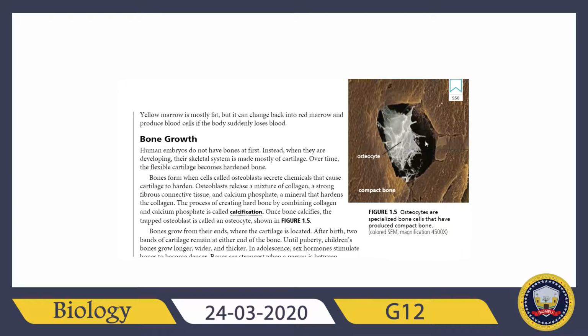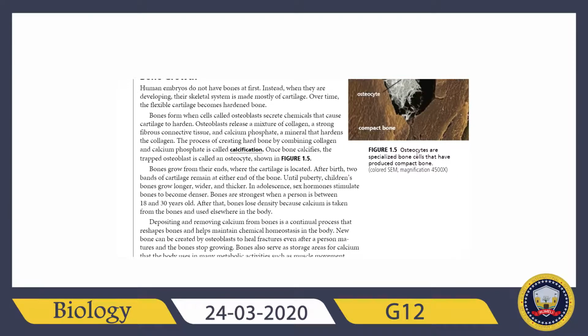Good. So once bone calcifies, the trapped osteoblasts are called osteocytes. Before this, we call it an osteoblast. Once the osteoblast produces enough calcium phosphate and collagen for the cartilage to harden, the trapped osteoblast is called an osteocyte. So osteocytes are specialized bone cells that have produced compact bone. Good.